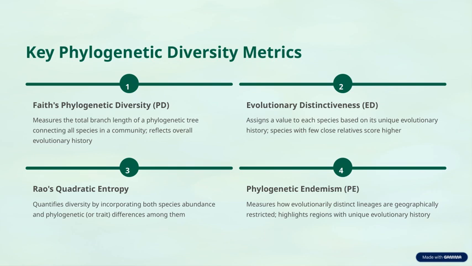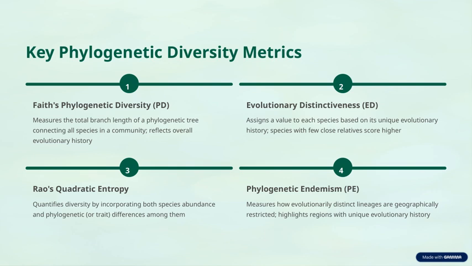Next, we have evolutionary distinctiveness, or ED. This one assigns a value to each species based on how unique its evolutionary history is. Species that have few close relatives, meaning they stand somewhat alone on the tree, score higher here. These species are particularly important because they represent a lot of unique evolutionary information.